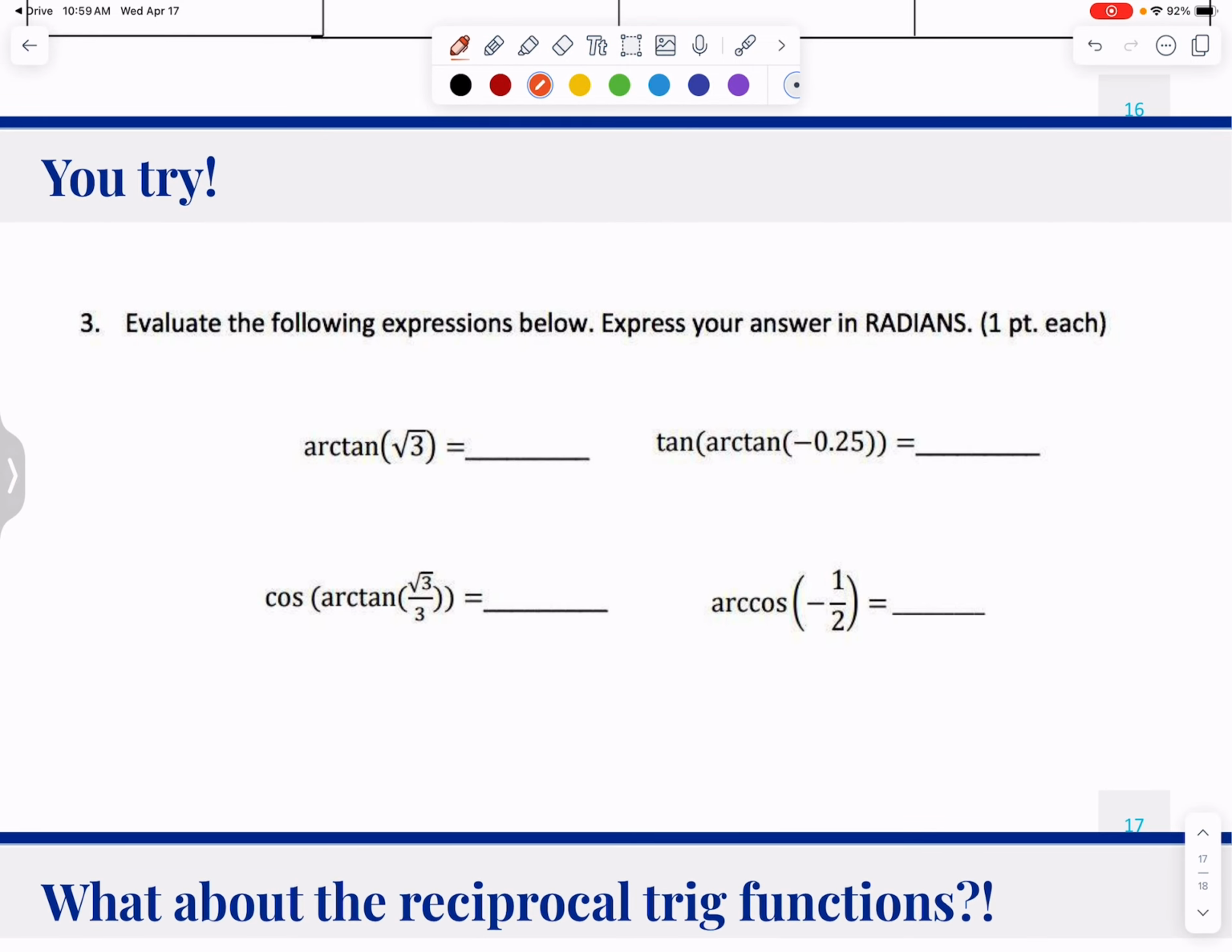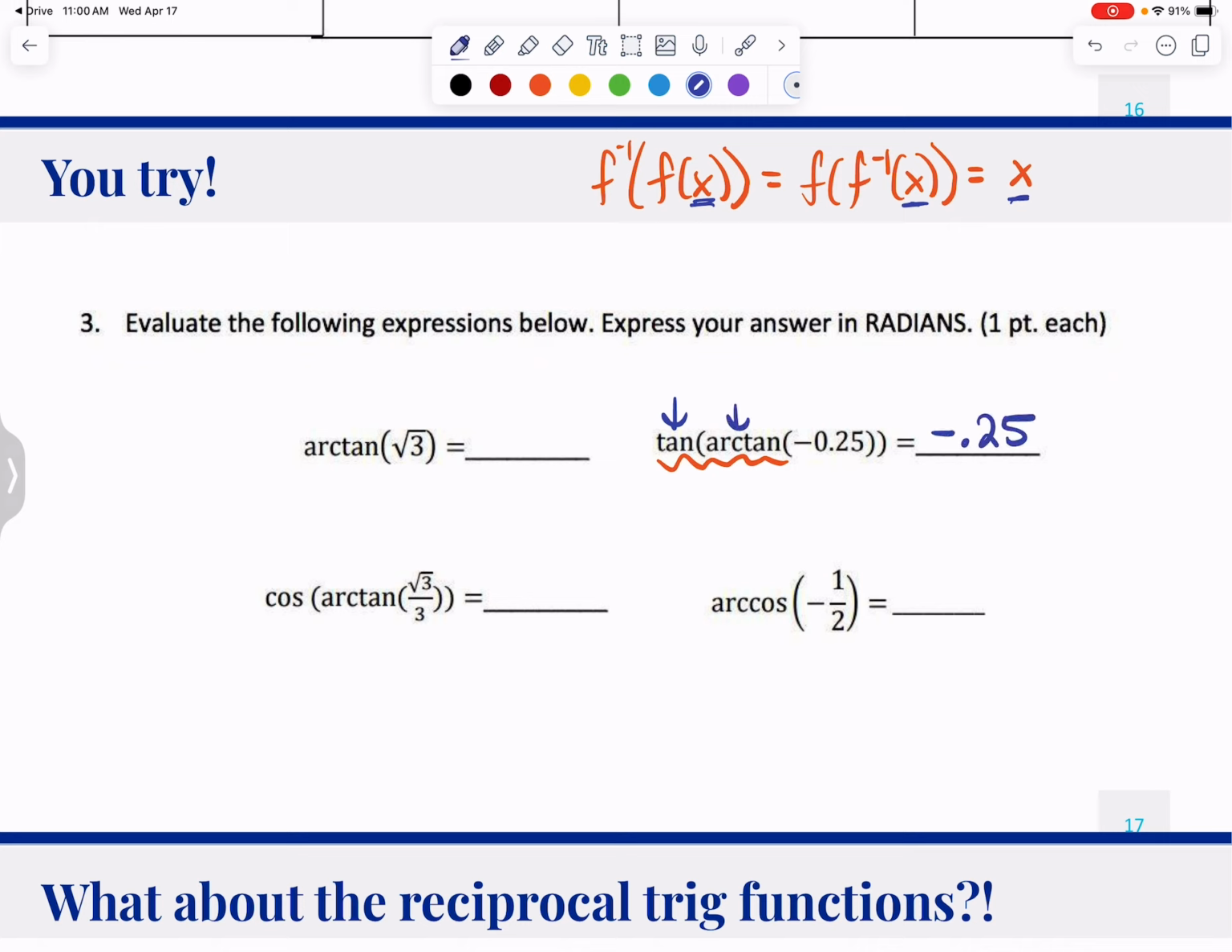A couple more you-tries. Remember, the concept of composition can come back anytime. And I want you to notice this particular problem, tangent composed with arctangent. Think back to your inverse composition rule. If we compose a function with its inverse, that's the same either way. Either way we compose it, composition is not commutative. We can't do it in any order unless the two functions are inverses, and it just gives you back the input. Whatever you plugged in is what you get out. So if I compose tangent with its inverse, I'm just going to get back what was plugged in.